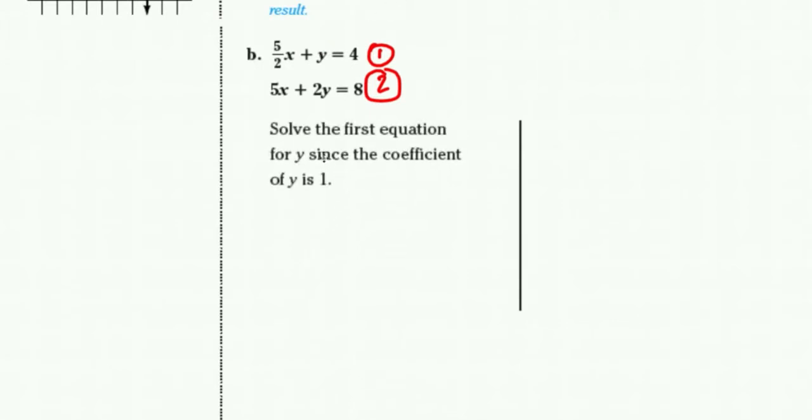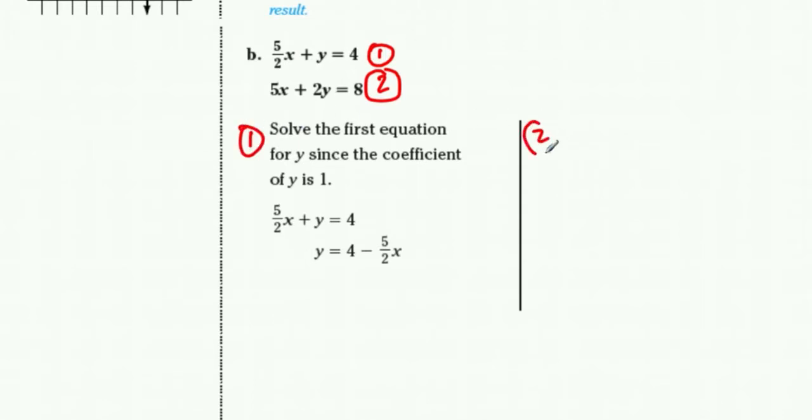5 halves x plus y equals 4, and 5x plus 2y equals 8. Again, if you notice, we have equation 1 and equation 2. If you look at equation 1 closely, you have y, which has a coefficient of 1. Therefore, we can solve for y easily in equation 1, and that's exactly what we're doing. For the first equation, we are solving for y since the coefficient of y is 1. If we solve for y, simply subtract 5 halves x from both sides, we end up with y equals 4 minus 5 halves x.